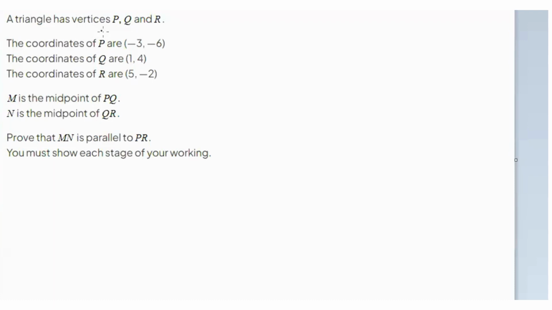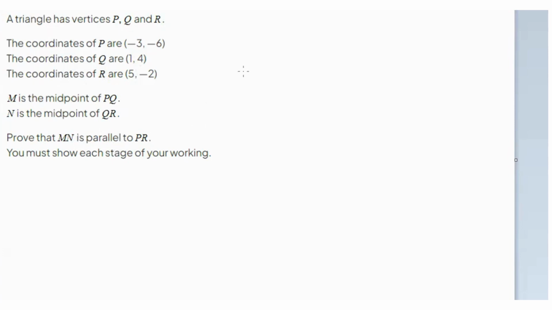A triangle has the vertices of P, Q, and R. The coordinates of P are negative 3 and negative 6. Coordinates of Q are 1, 4, and R has the coordinates of 5, negative 2. M is the midpoint of PQ and N is the midpoint of QR. Prove that MN is parallel to PR.